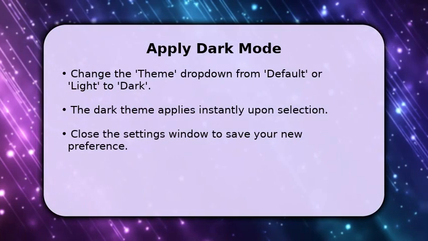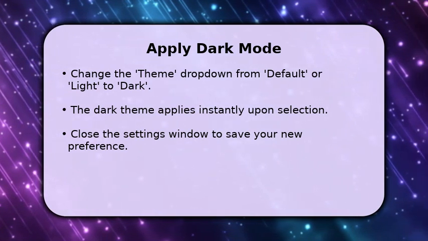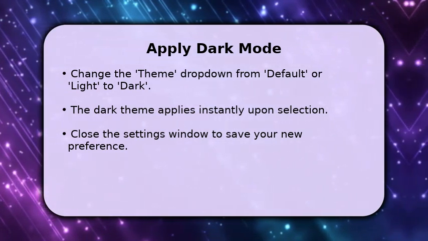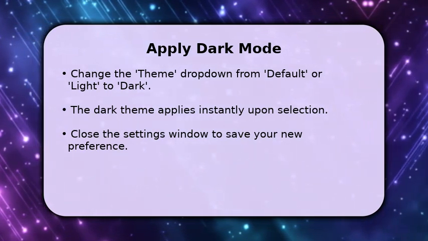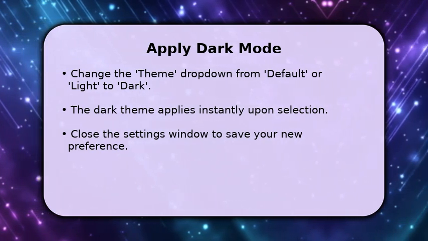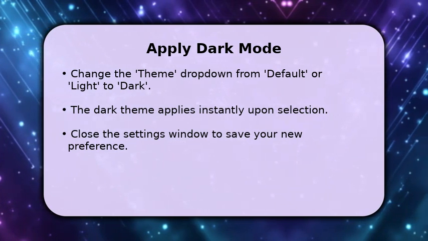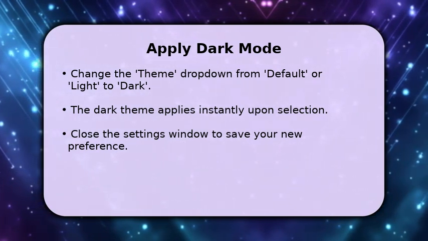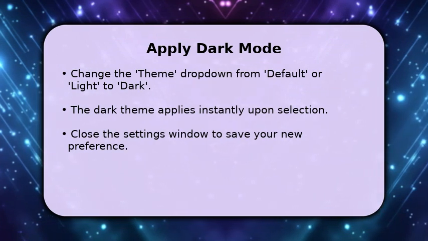With the theme option located, simply click on the drop-down menu next to it. You'll see choices like Default, Light, and Dark. Select Dark from these options. You'll notice Roblox Studio immediately switches to the darker interface, providing that comfortable, low-light environment. Once you've made your selection, simply close the settings window. Your preference will be saved, and you can now enjoy developing in your new dark theme.